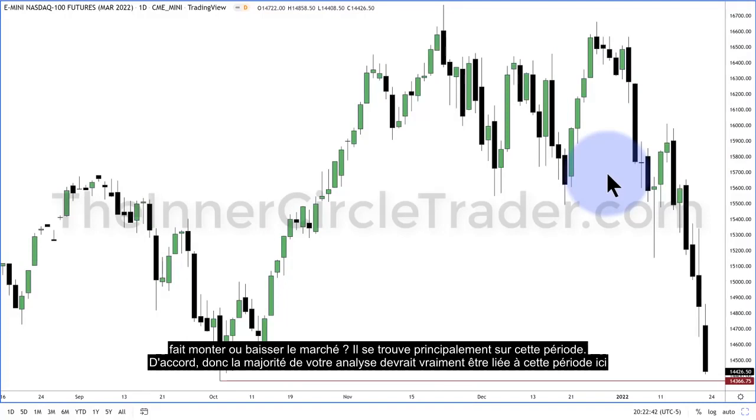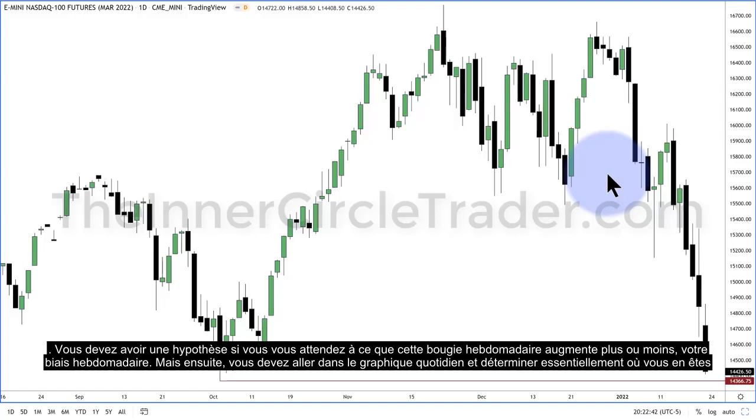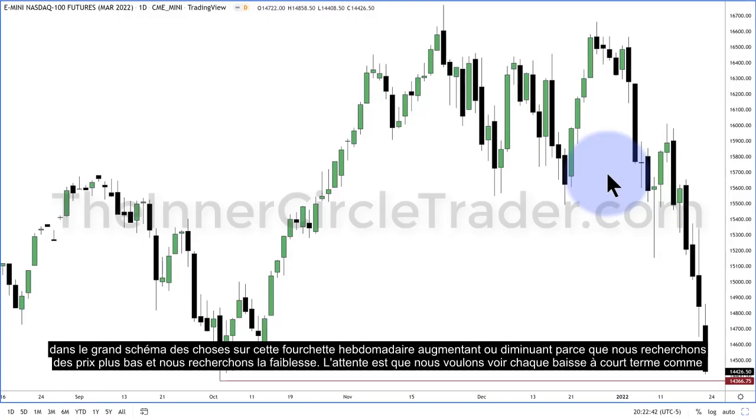Okay, so the majority of your analysis should really be linked to this time frame right here. You have to have an assumption whether you're going to be expecting that weekly candle to expand higher or lower. That's your weekly bias. But then you have to go into the daily chart and figure out basically where you are in the grand scheme of things on that weekly range expanding higher or lower.